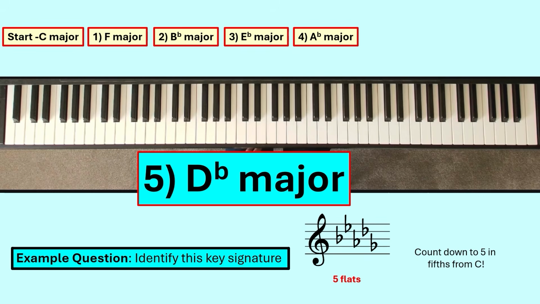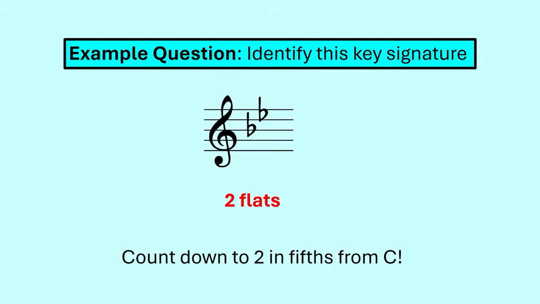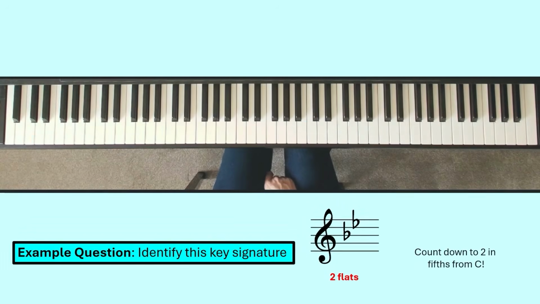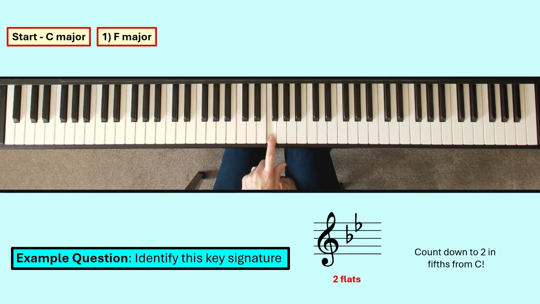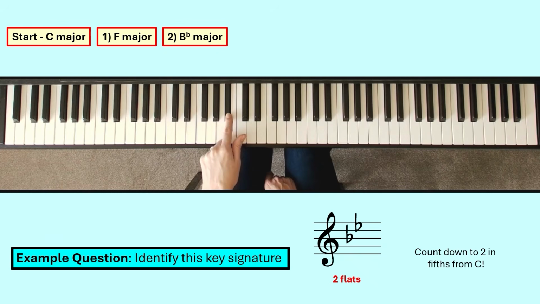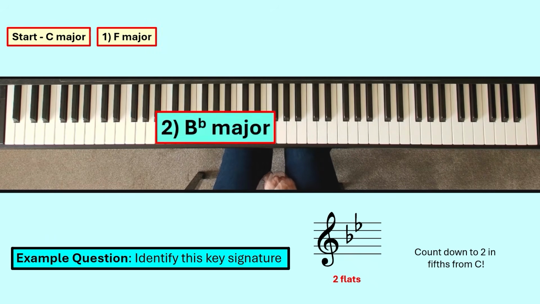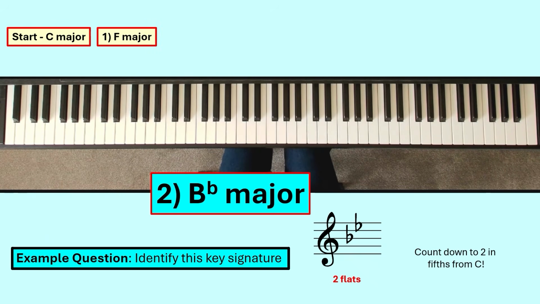Let's try another question. Identify this key signature which has 2 flats. We're going to start in C major and count down 2 keys to find our answer. And the answer is B flat major. The 2 flats are B flat and E flat.